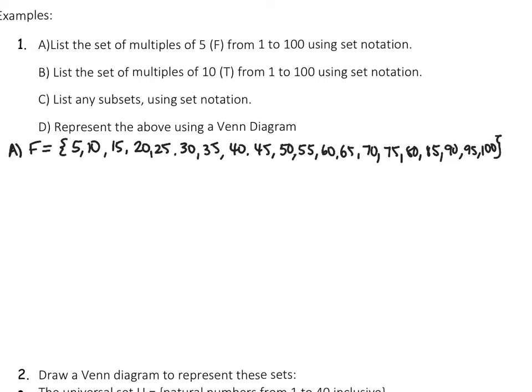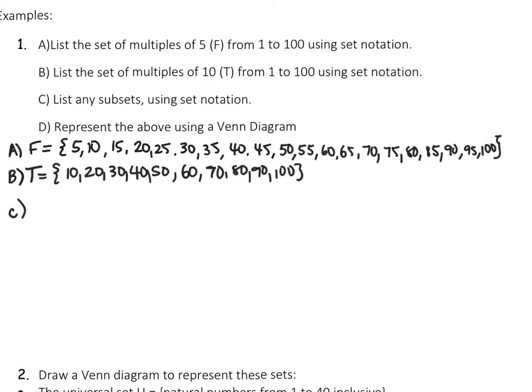Then we're going to list the multiples of 10. We're going to represent that with capital T. So we're just putting down the multiples of 10 between 0 and 100. Okay, and then that was B.